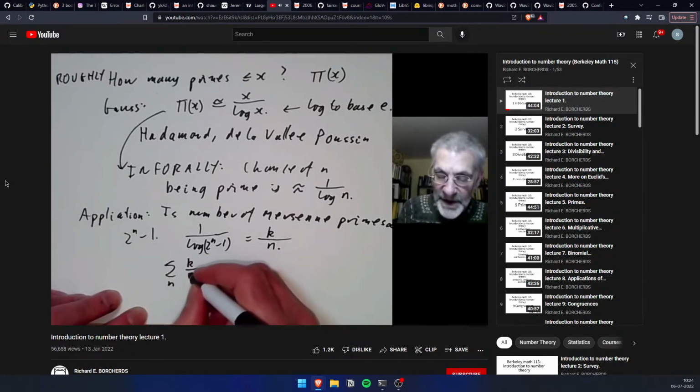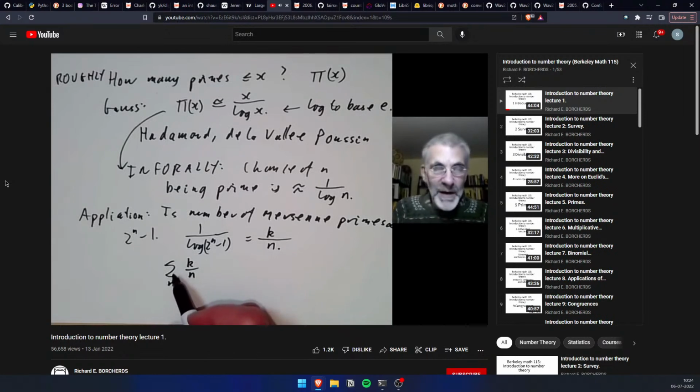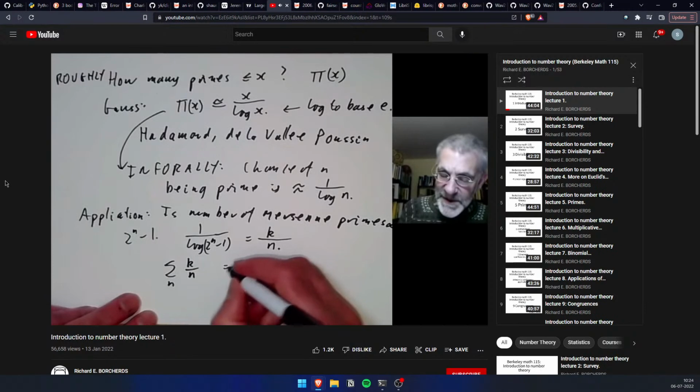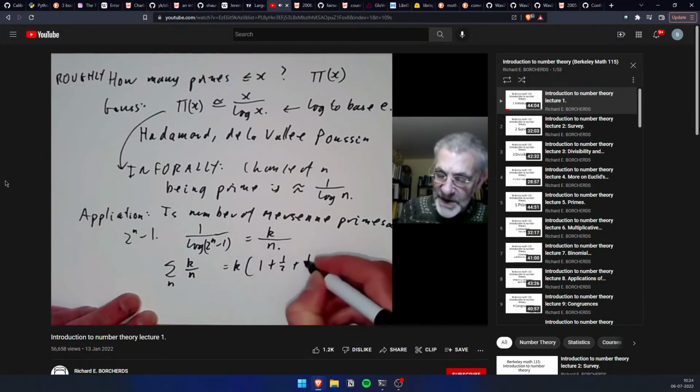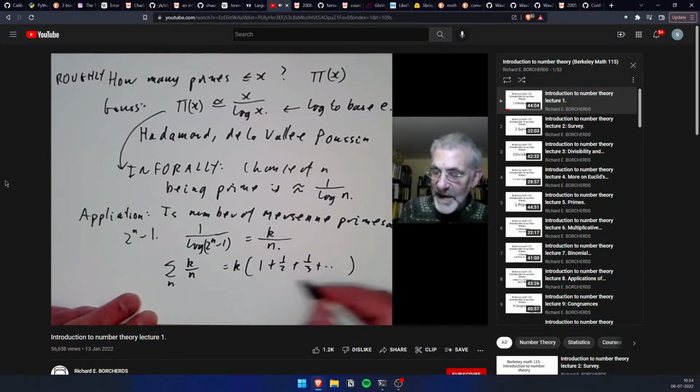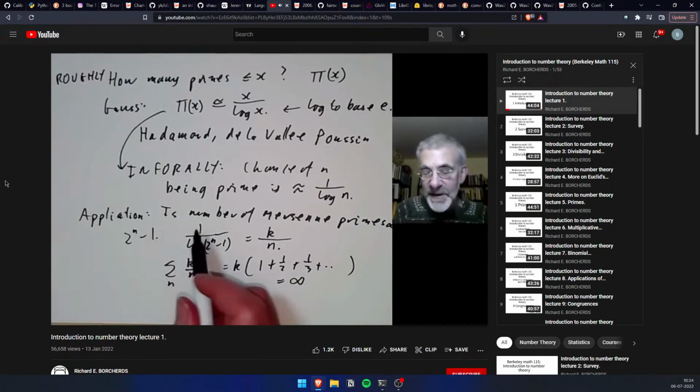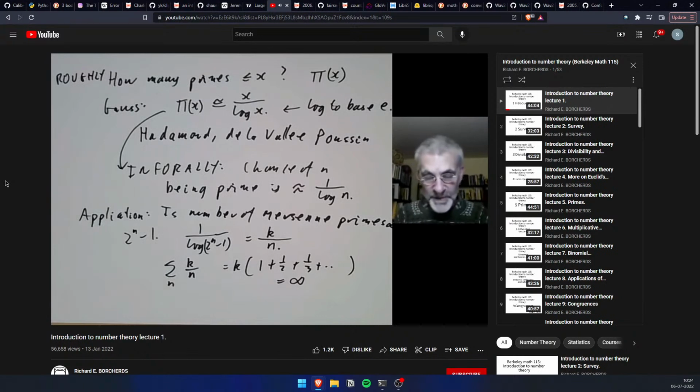So we take the sum over n of k over n, and this will hopefully give us a rough estimate of the number of Mersenne primes. Well, this is just equal to k times 1 plus a half plus a third and so on. And this is the famous harmonic series, which you remember from calculus is infinite. So this sort of suggests the number of Mersenne primes is infinite.